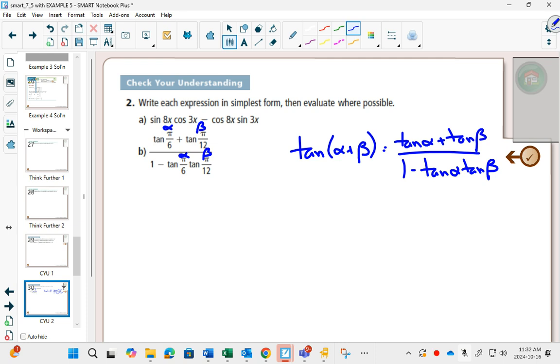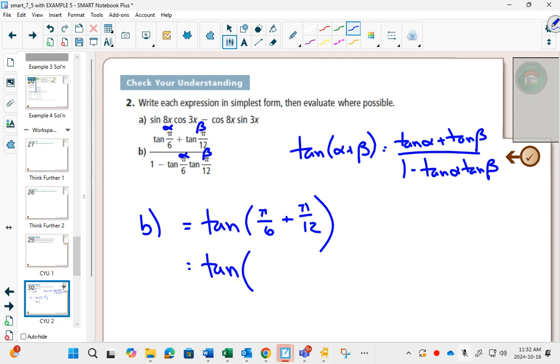This one matches perfectly. So I am allowed to, in part B, say this is equal to tan, take the right-hand side and switch it to the left side. Alpha was pi over 6, and beta was pi over 12. I can add fractions if I've got a common denominator. So this would be 2 pi over 12 plus pi over 12 added together gives me 3 pi over 12.